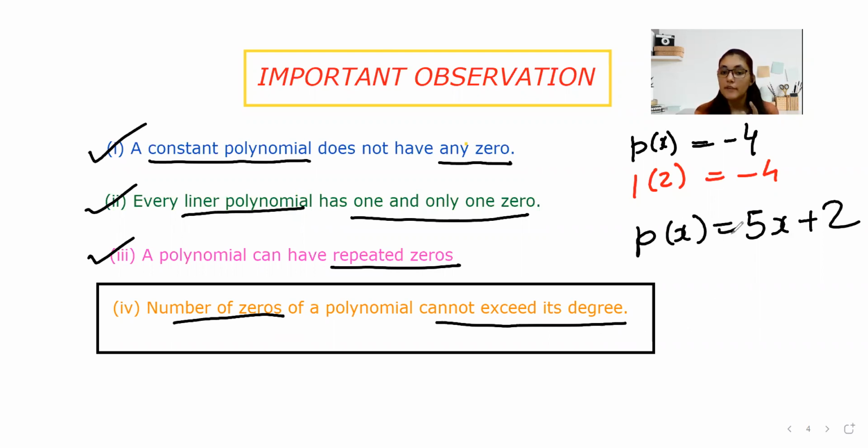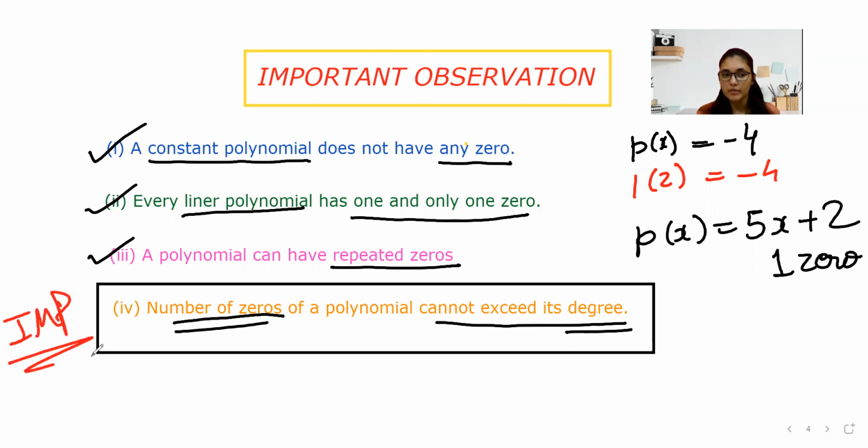If it is a linear polynomial, then only 1 zero will be there. If it is a quadratic, then a maximum of 2 zeros will be there. If it is a cubic, then a maximum of 3 zeros will be there. So for a cubic polynomial, you will never have 4 zeros. Never. The number of zeros will not be greater than the degree of the polynomial. This is the most important point that you should remember.